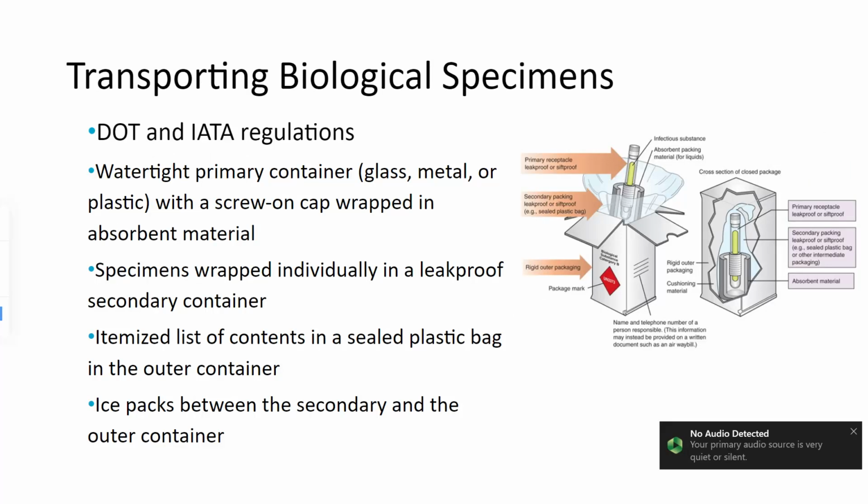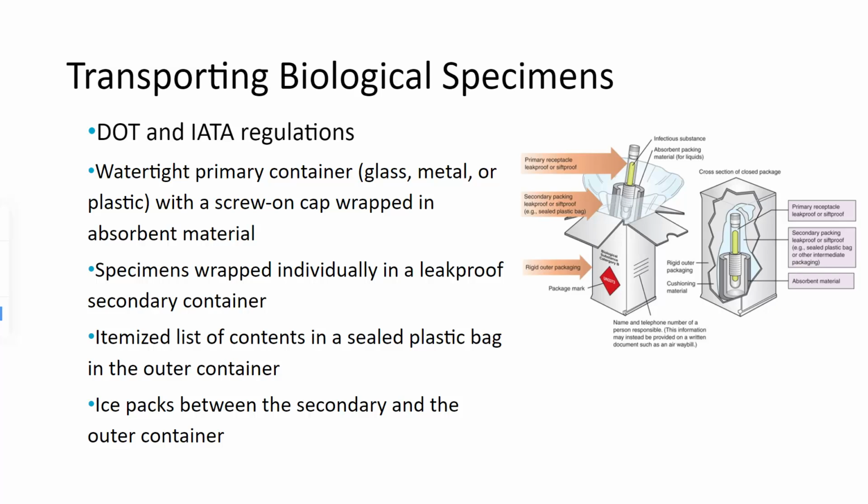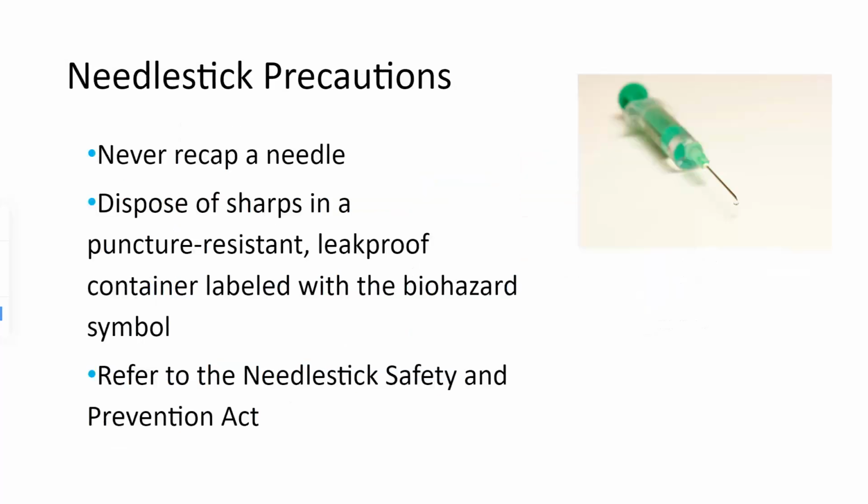Transporting biological specimens: DOT and IATA regulations require a watertight primary container with a screw-on cap wrapped in absorbent material. Specimens are wrapped individually in a leak-proof secondary container, and then an itemized list of contents in a sealed plastic bag goes in the outer container. Ice packs go between the secondary and outer container.